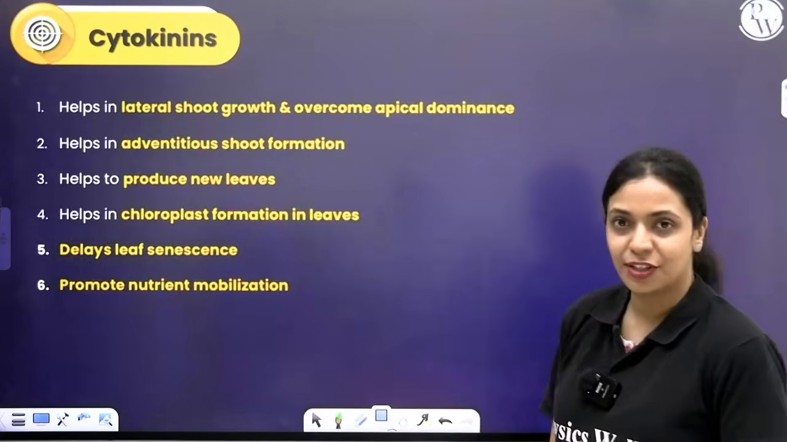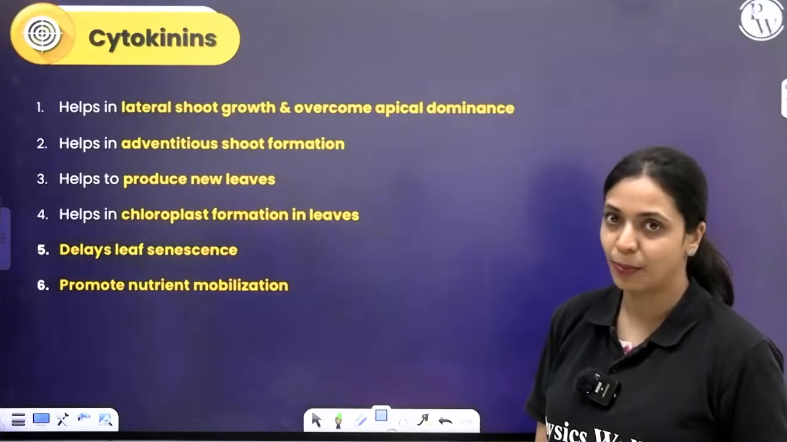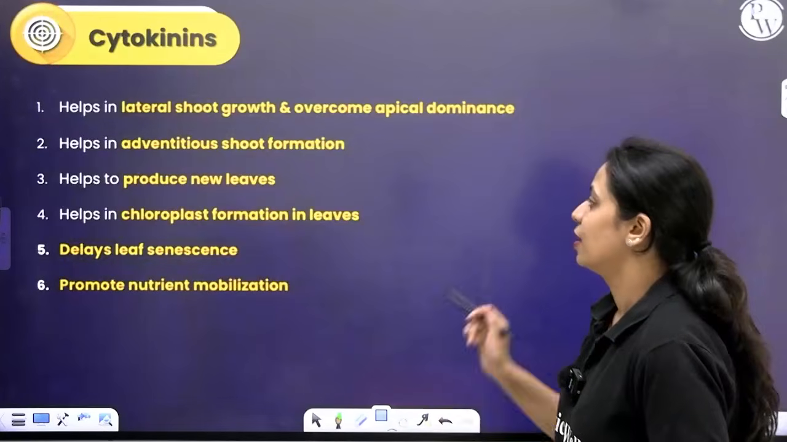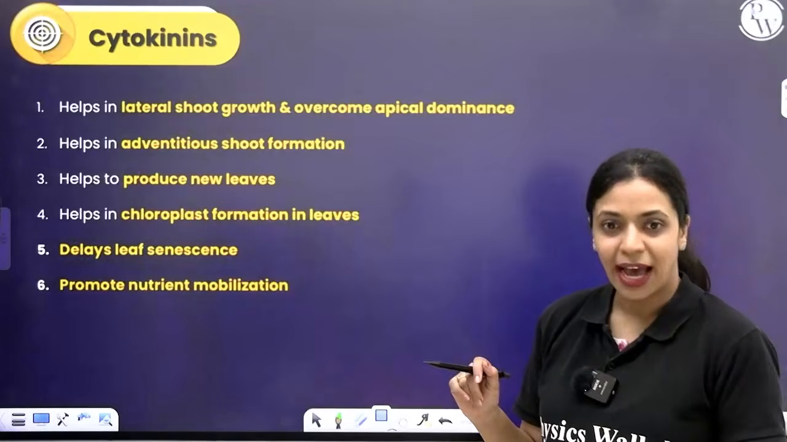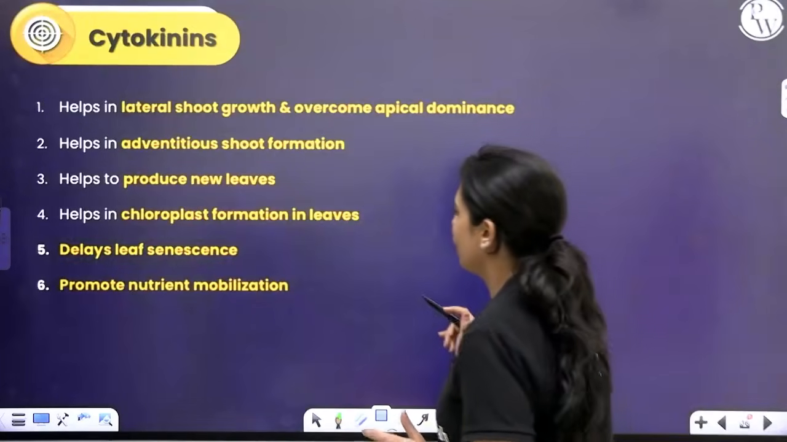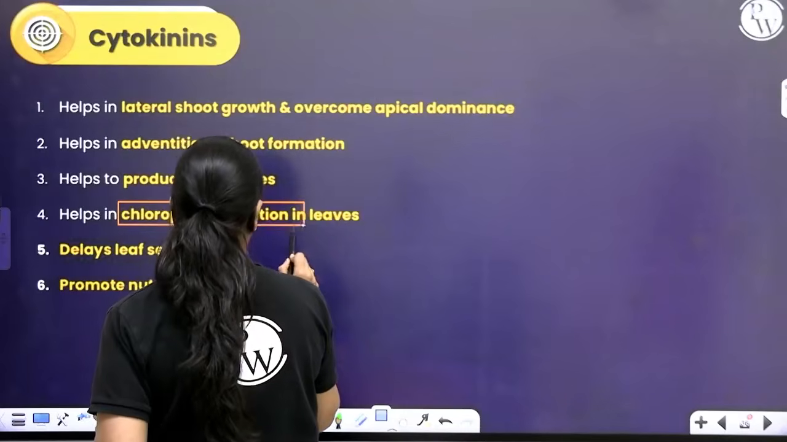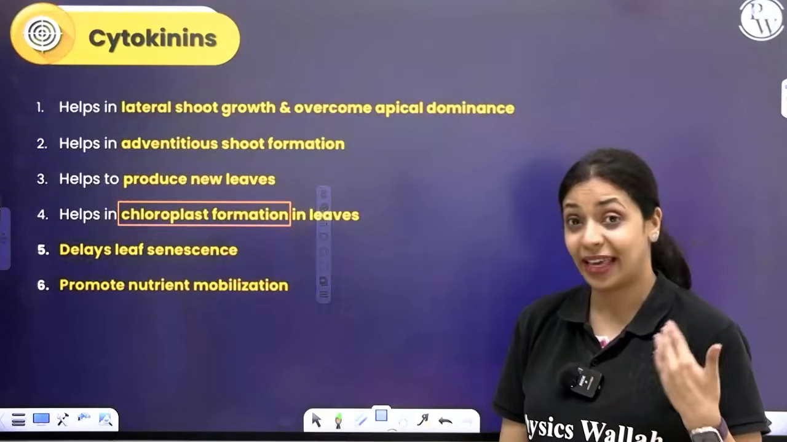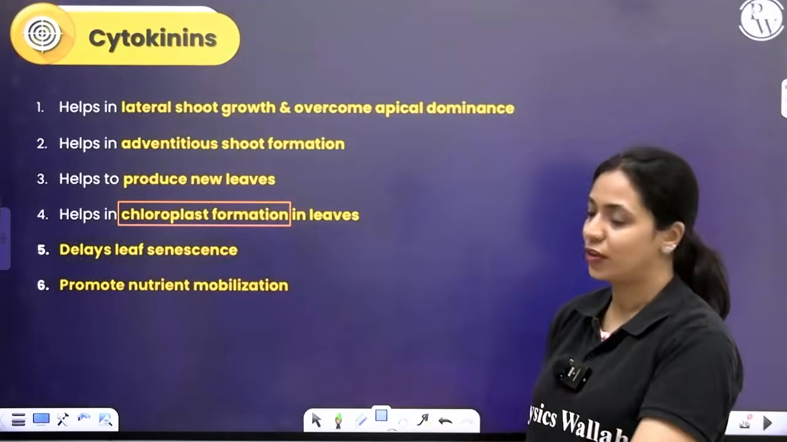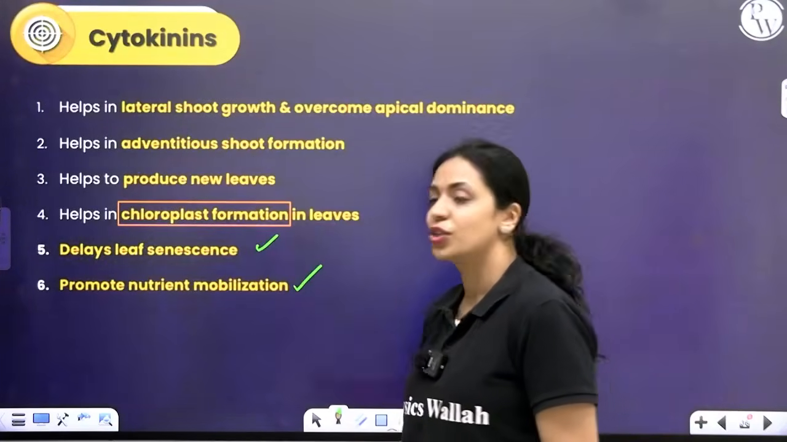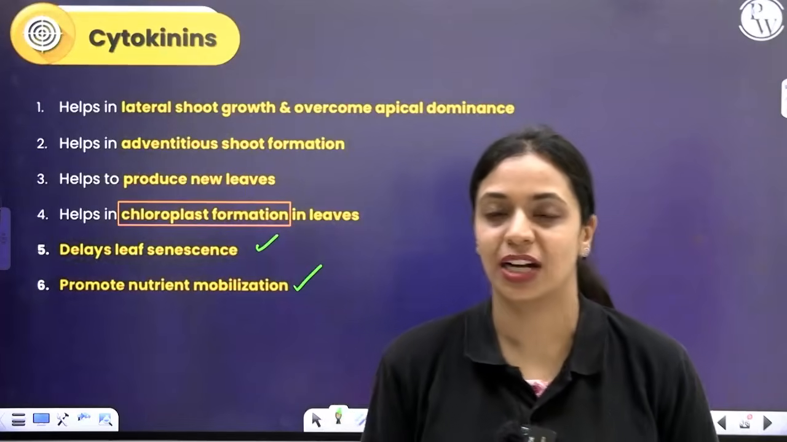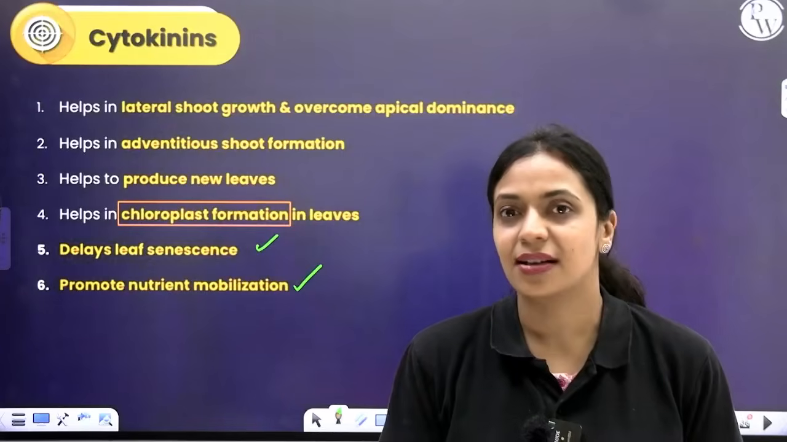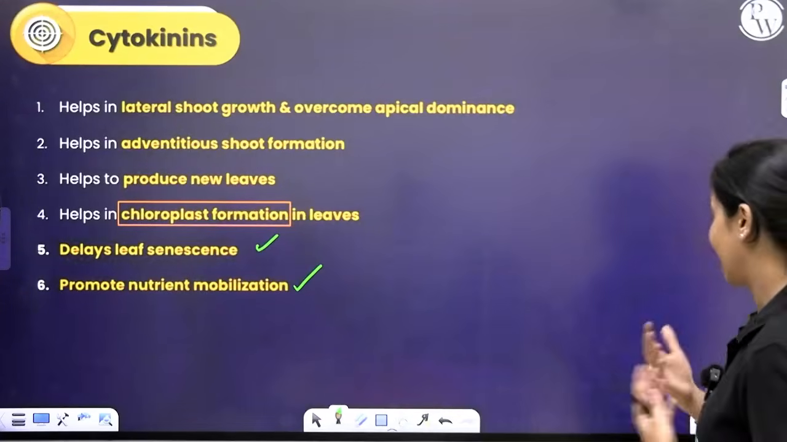Next, adventitious shoot formation. If a shoot has to form from any other part of the plant adventitiously, then it can happen with the help of cytokinins. It produces new leaves, and also within the leaves, it will promote the production of new chloroplasts, and it will make sure that the leaves do not age fast. It delays the process of aging in leaves and promotes nutrient mobilization. If nutrients have to be translocated from one part of the plant to the other, then cytokinins make it easier. So these are some of the functions of cytokinins.